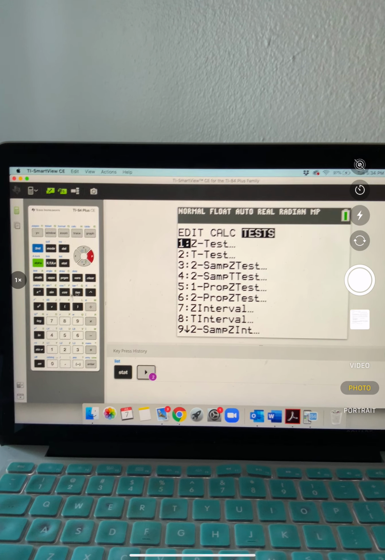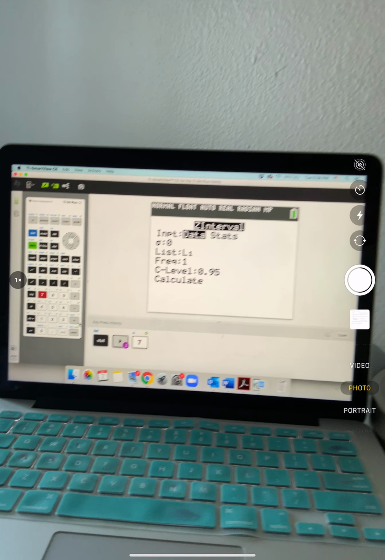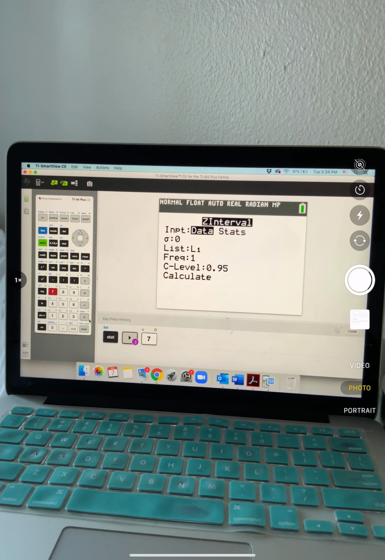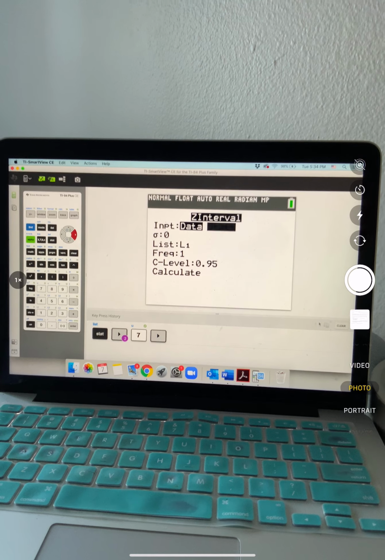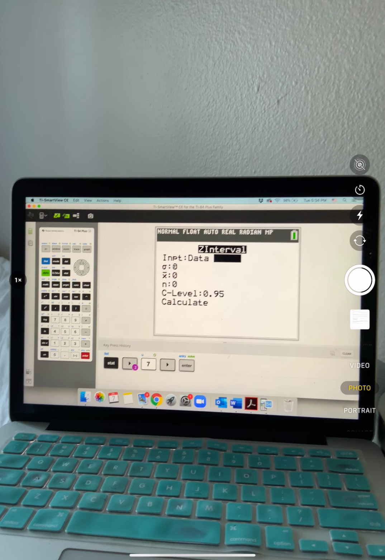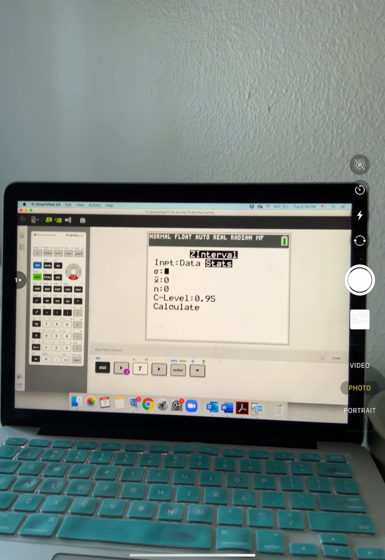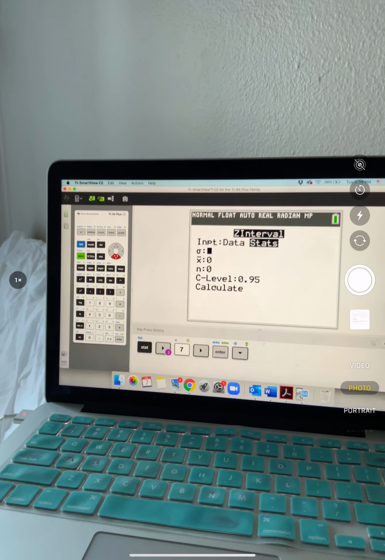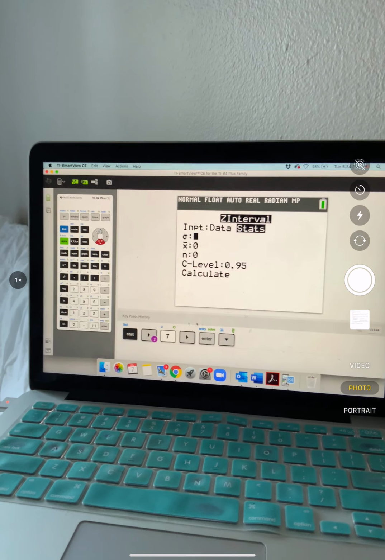So number 7. And then if you press number 7, it's going to ask you to choose between data and statistics. You're given statistical values, not the actual list of data. So switch to the stats and then enter. And we have to enter that. That's from part A. In part A, we had a sigma known as 6.2. So write that down or type it in. It was 6.2.